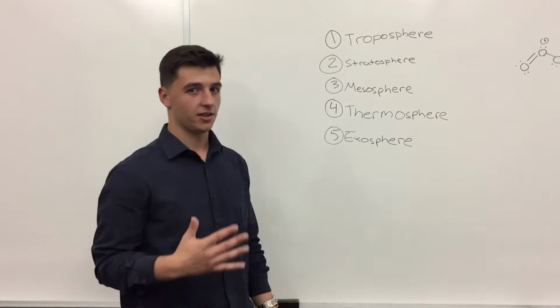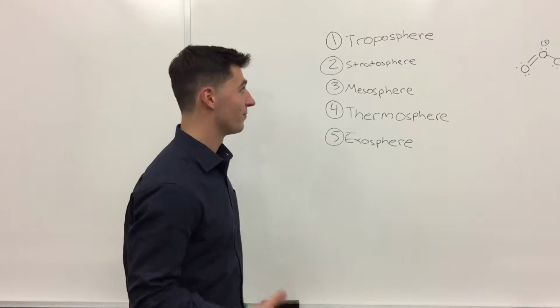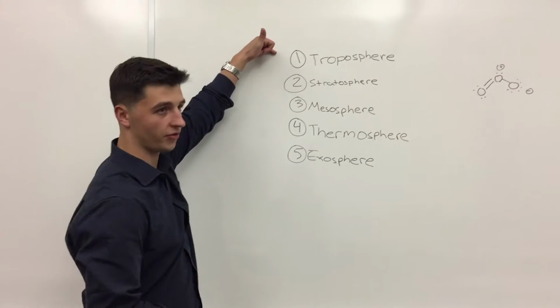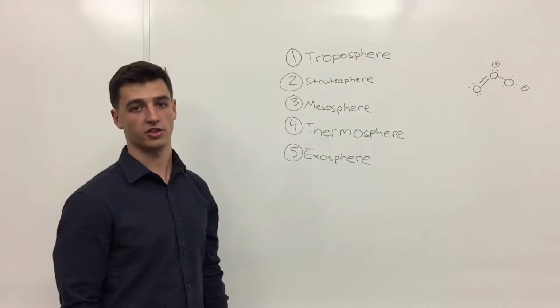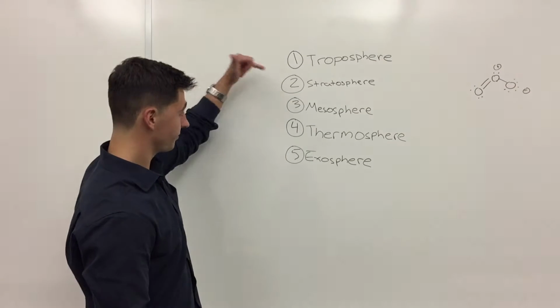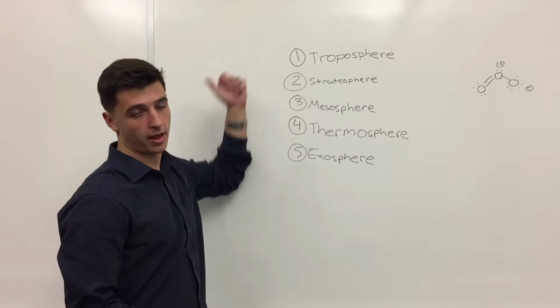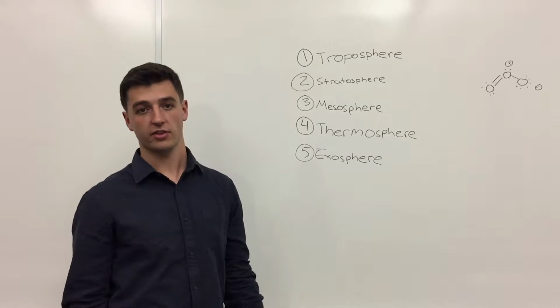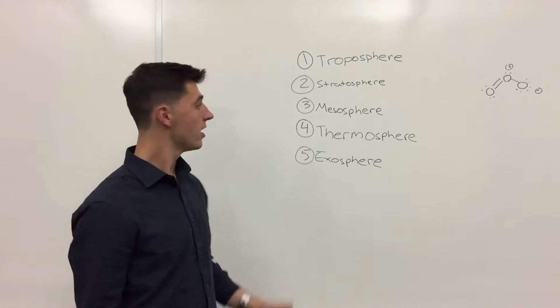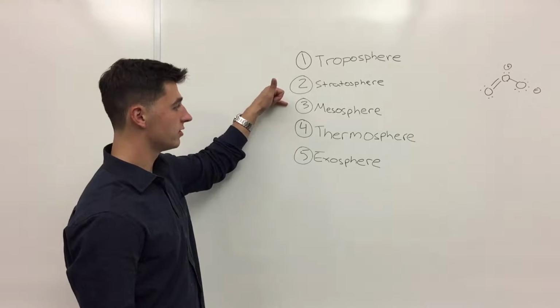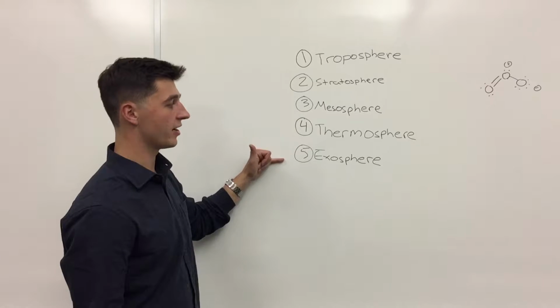There are 5 main layers of the atmosphere. The first layer is the troposphere, which is the air that we breathe. It's composed of mainly nitrogen and oxygen. The second is the stratosphere. This is the layer in which ozone is present, and it's very relevant to what we're going to be talking about today. Next are the mesosphere, the thermosphere, and the exosphere.